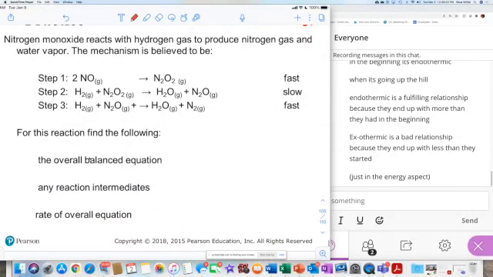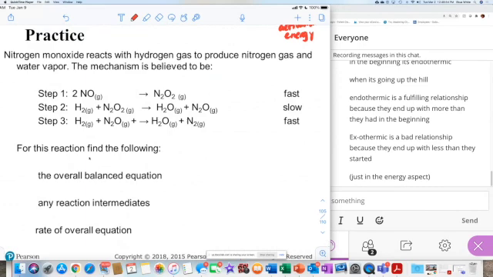Interesting. So now we're looking at this one here, practice. We're getting close to the end. Nitrogen monoxide. Okay, so here we're looking at elementary steps. These are the mechanism. And we're told we have fast, fast, slow. For the reaction, find the overall balanced equation, any reaction intermediates, the rate of the overall equation. Okay, so I'm going to do a lot, right?